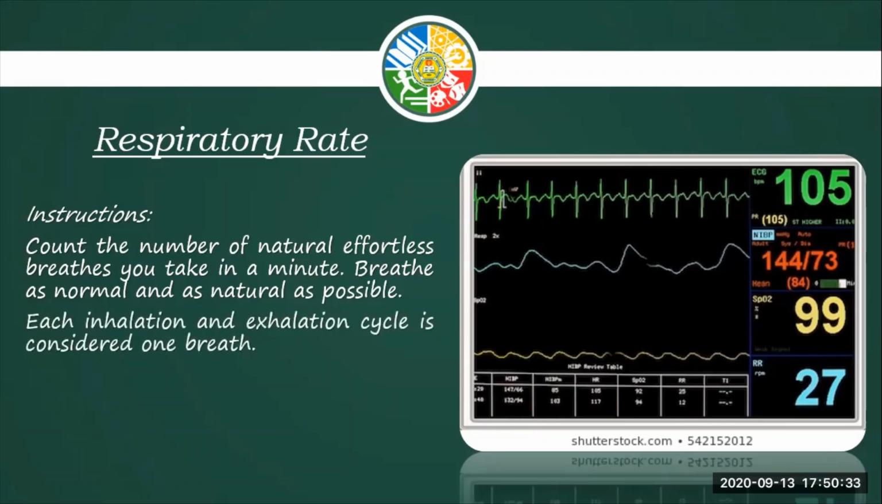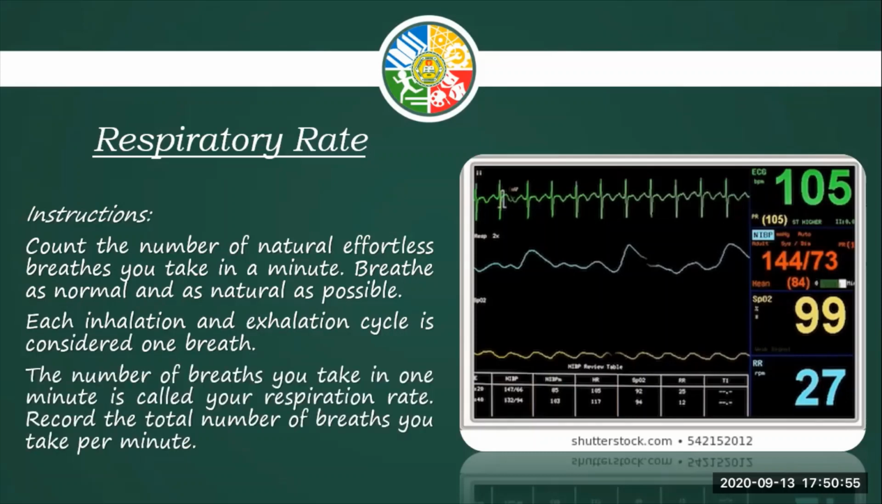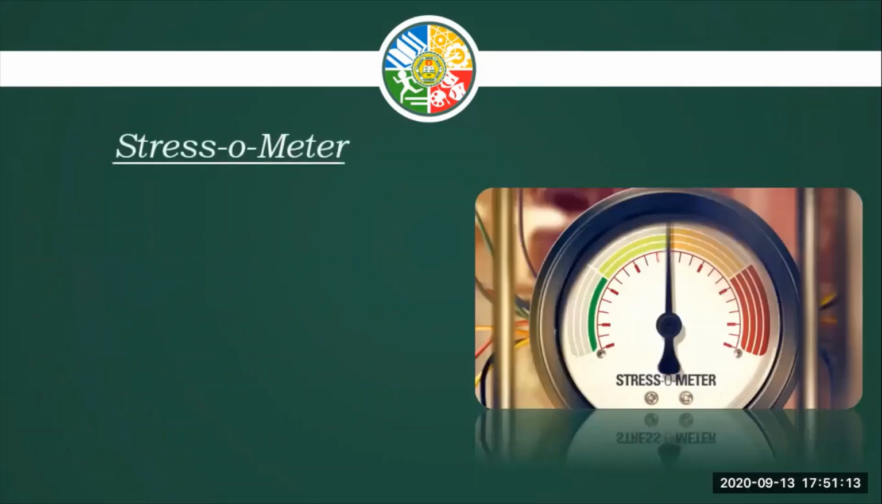Each inhalation and exhalation cycle is considered one breath. For example, inhale, exhale, 1; inhale, exhale, 2; inhale, exhale, 3. The number of breaths you take in 1 minute is called your respiration rate. So therefore, you need to count your breathing for a minute. After that, please record the total number of your breaths in a minute.